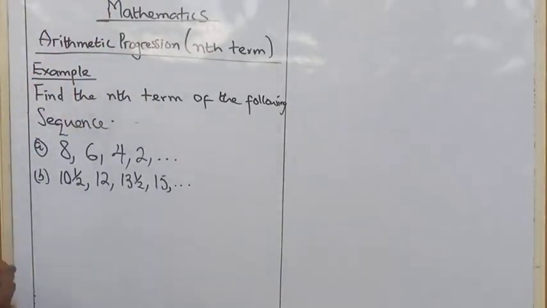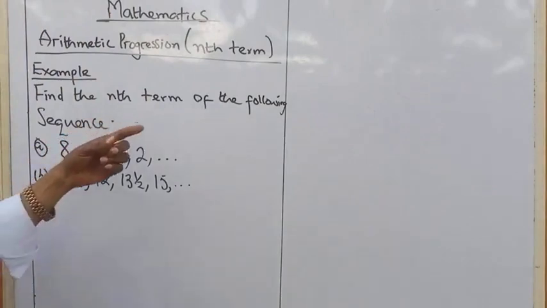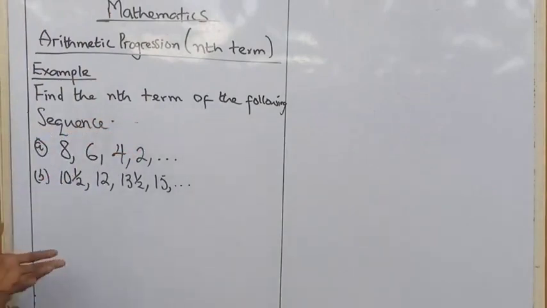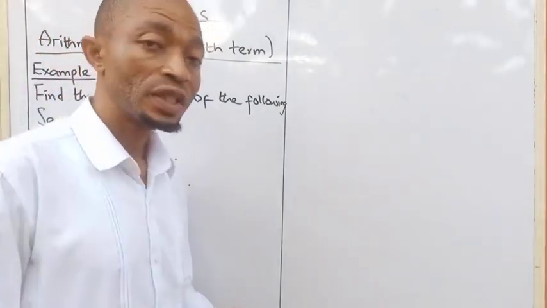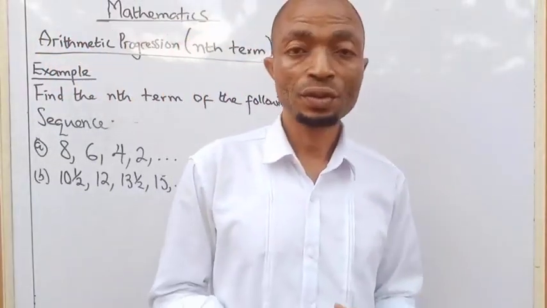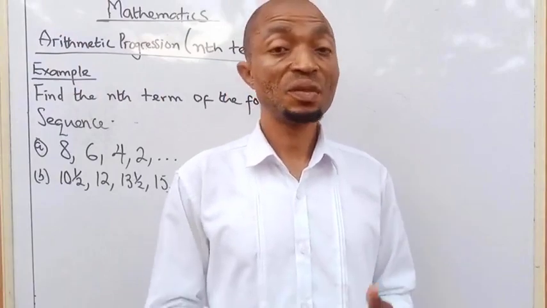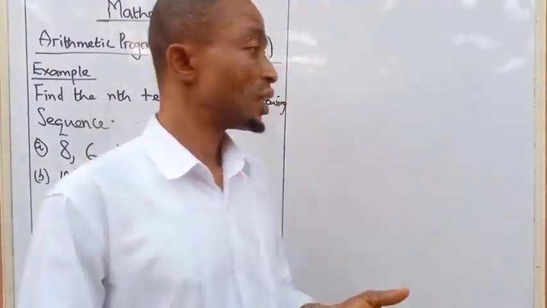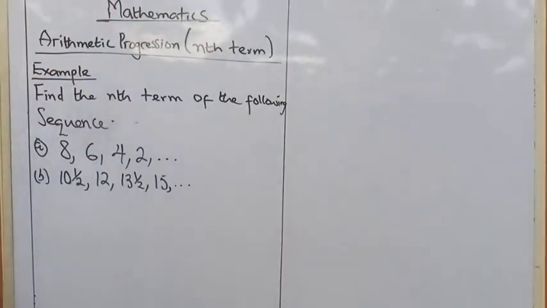You can see this question. You have to find the nth term of the following sequence. If I say sequence, I mean linear sequence, or you call it arithmetic progression. Arithmetic progression is also the same thing as linear sequence. That's another word you can use to replace it. So you have to find the nth term of this sequence: 8, 6, 4, 2. This is the first one.